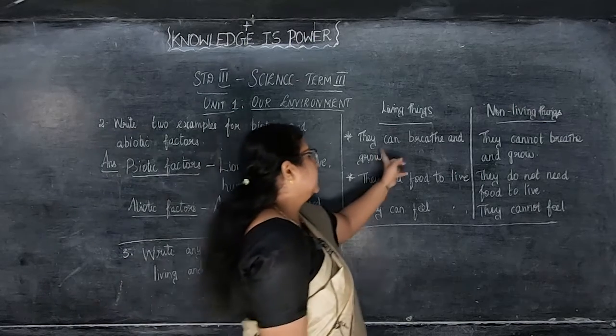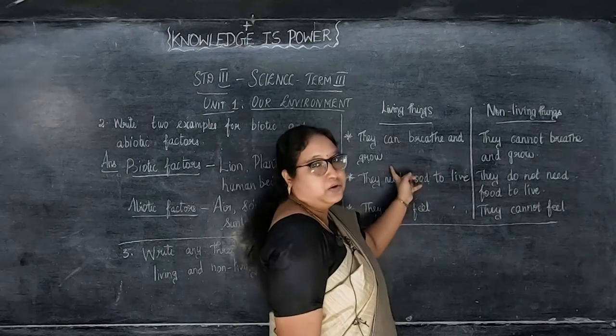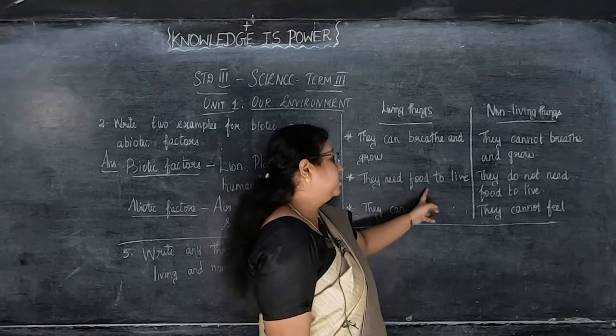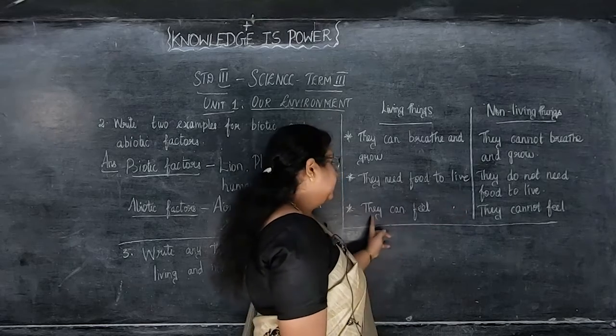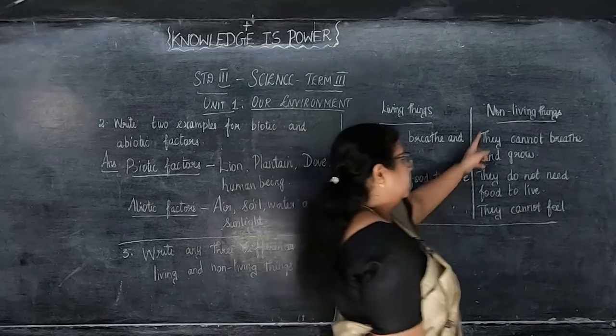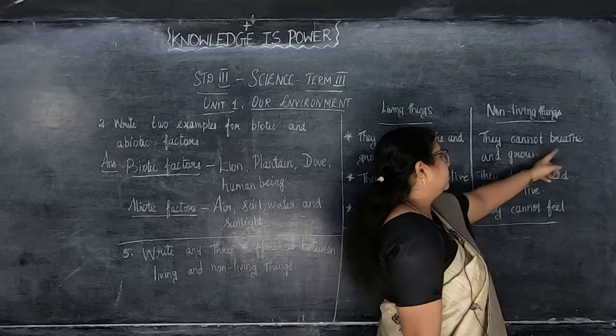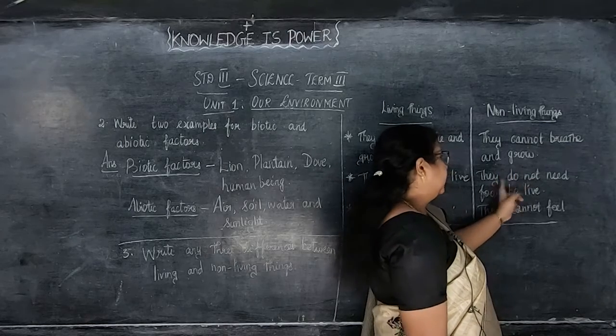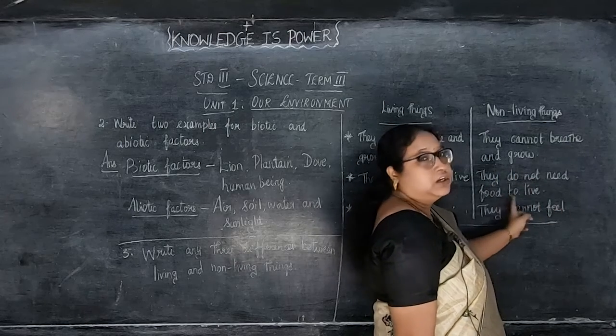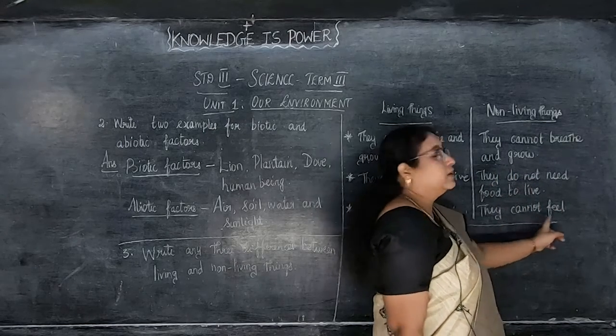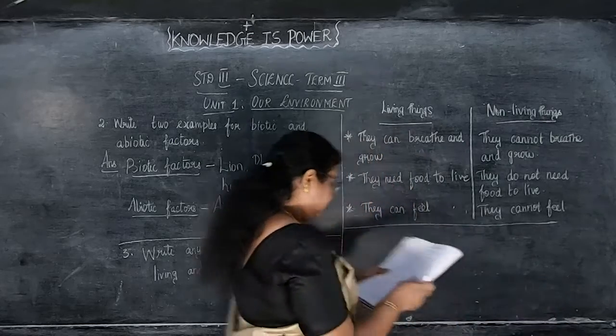So living things, they can breathe and grow. They need food to live. They can feel. So non-living things, they cannot breathe and grow. They do not need food to live. They cannot feel. Okay. So third question.